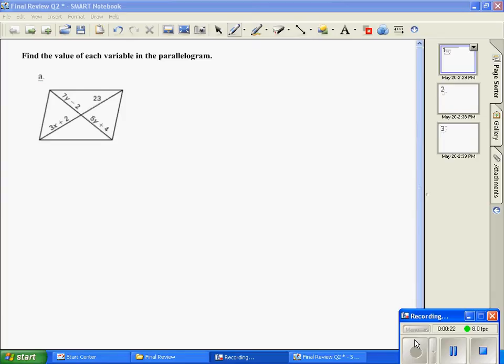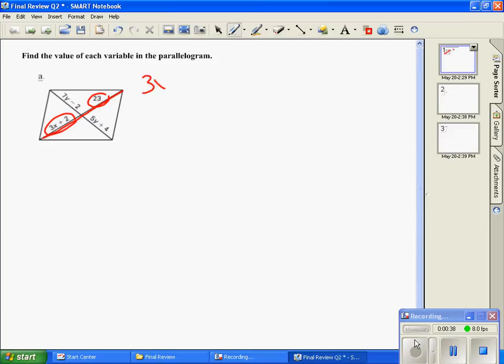Since this diagonal is being bisected, we know that 3x plus 2 equals 23, because bisecting means it cuts the diagonal into two equal halves. So 3x plus 2 equals 23. So we solve. Subtract 2 from both sides. 3x equals 21. Divide by 3. So x equals 7.